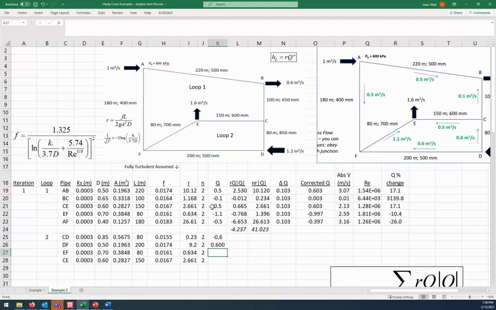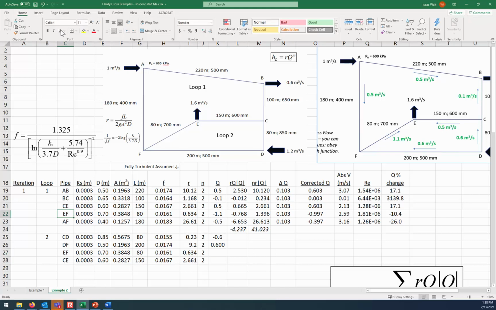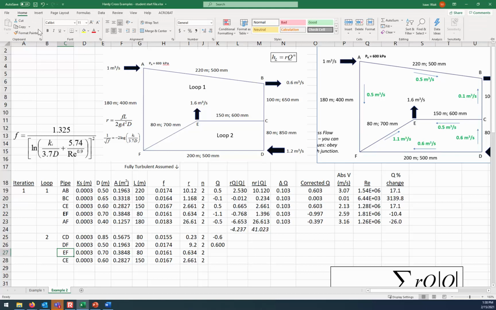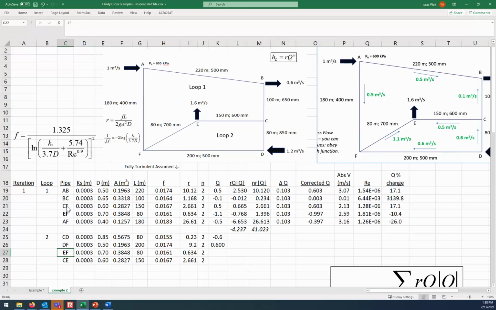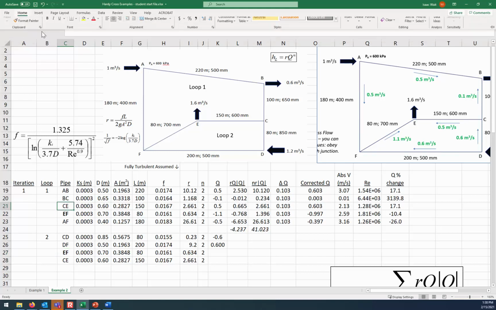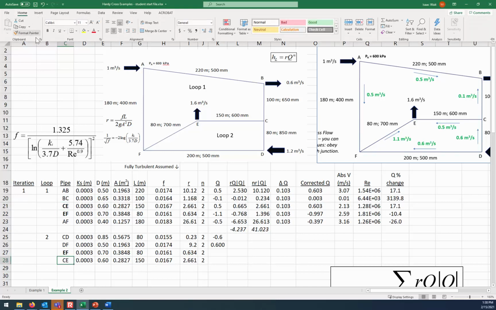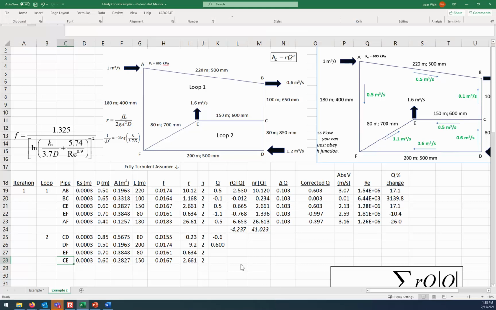Oh, hold on a minute. Yeah, DF. Okay, positive 0.6. EF. Now, EF, I would have said 1.1 because that was my initial guess, but I have a better guess for that because look, EF is here in this loop, and it's also in this loop. And the same thing is true for CE. CE is a common pipe in both loops. So I'm bolding it just as a reminder.